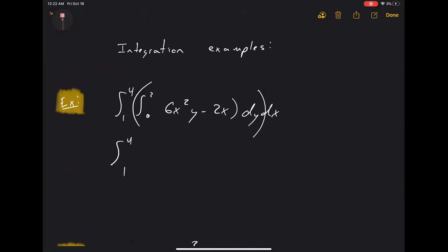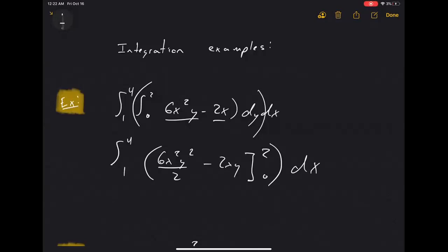So what's the integral of 6x squared y? Well, that would be 6x squared y squared over 2. And then what's the integral of minus 2x? That'd be minus 2xy. And then I need to evaluate from 0 to 2, right? And I'm keeping my dx, and I'm keeping my integral sign out front.